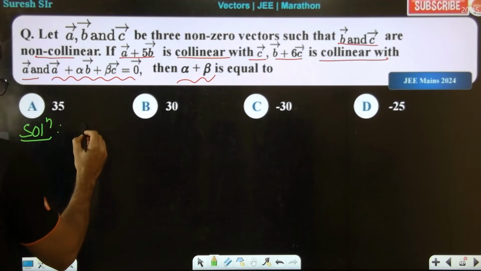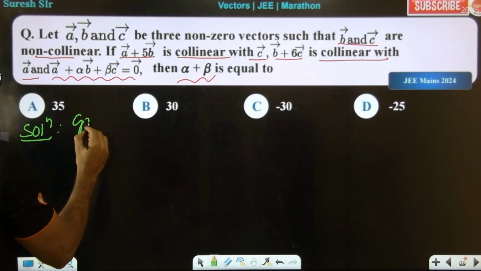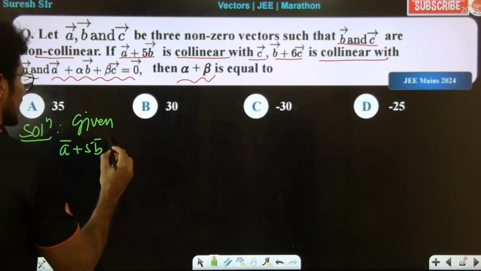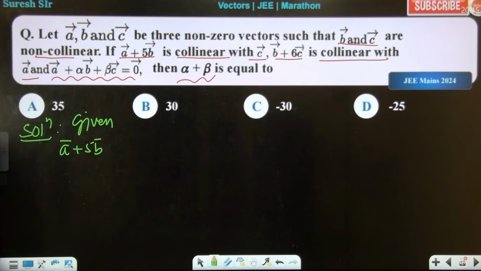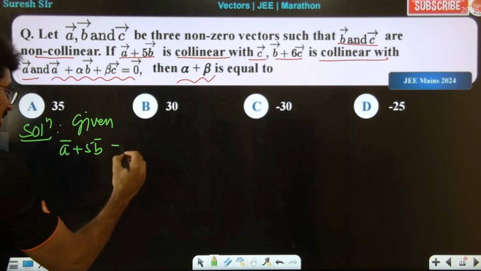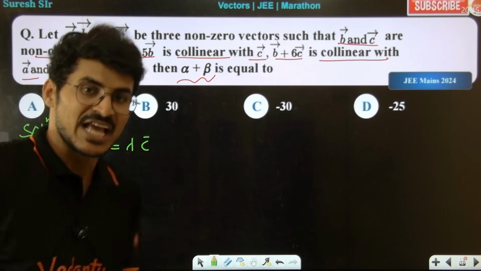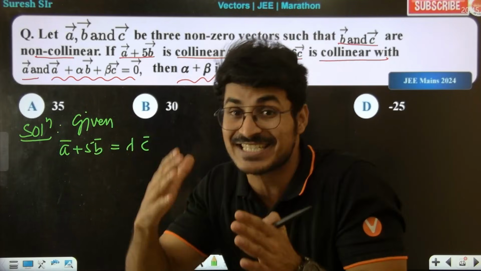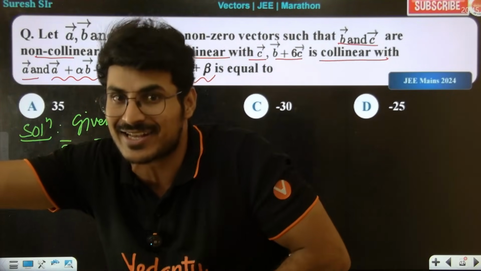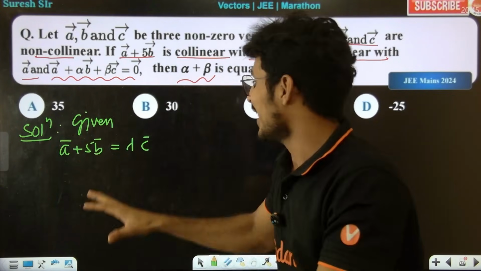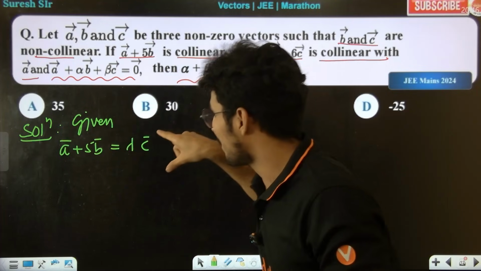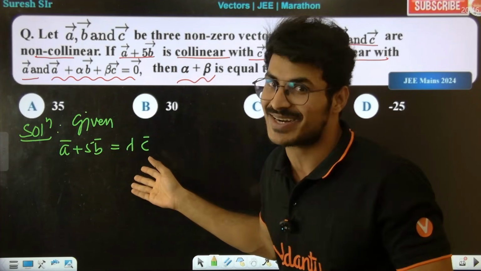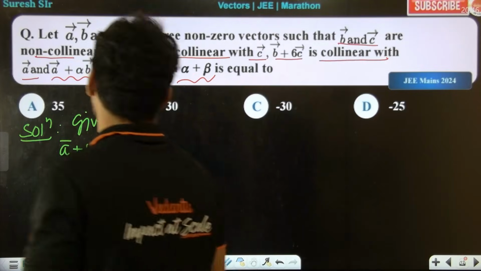So can you write like this? Given A plus 5B is collinear with C. So now can I write that as lambda times of C vector? Absolutely. If a vector is collinear with another vector, I can write A is equal to lambda times of B vector. In the same fashion, this vector is parallel to C, so A plus 5B is equal to lambda times of C vector. Yes sir.